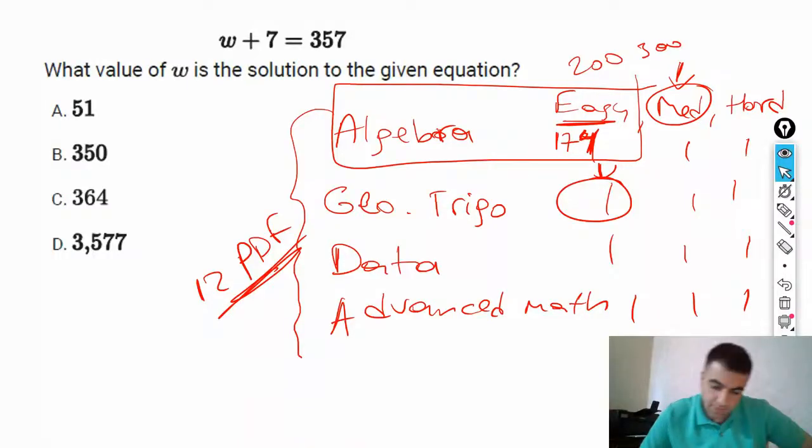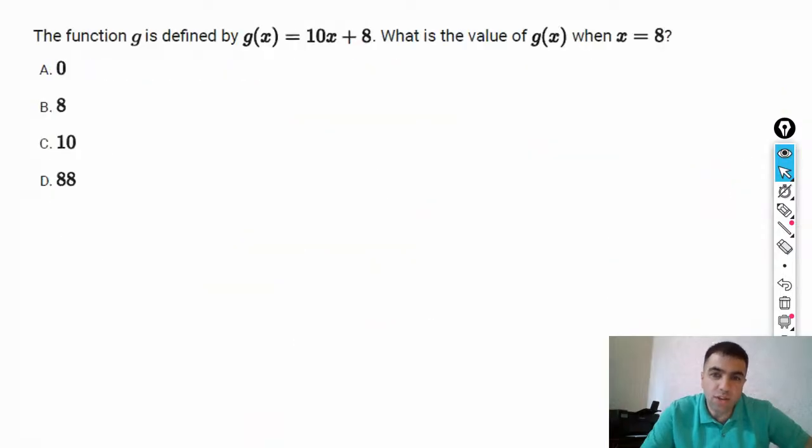Okay, let me continue. The function g is defined by g of x is equal to 10x plus 8. What's the value of g of x when x is equal to 8? Turan said D, Mr. Saib said D, Mrs. Seljan said D, and Mrs. Saida said D.